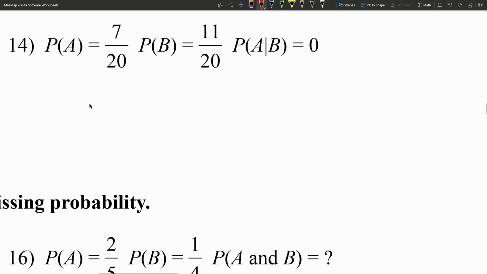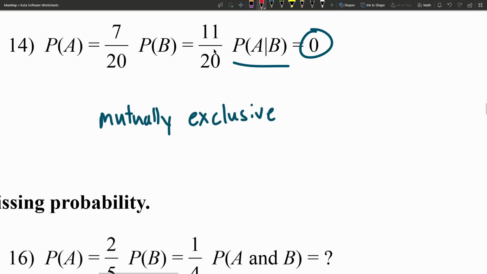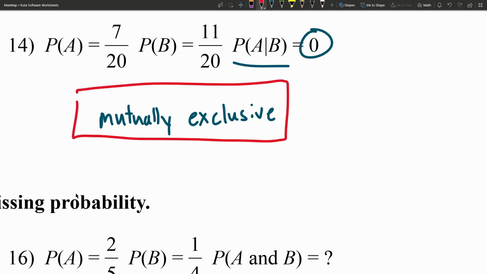Moving to 14, again they give us a conditional, and look, that conditional is equal to 0. And we know for the probability of A given B, that's equal to the probability of the intersection of those two events over the probability of B. And because the probability of A given B equals 0, that intersection had to be equal to 0. These events are indeed mutually exclusive. Let's move on to another set of directions.